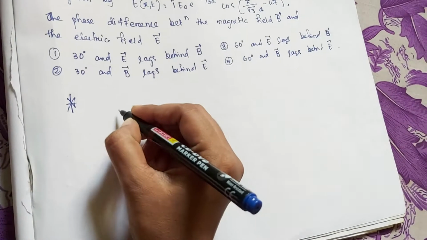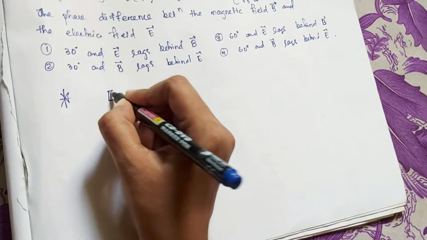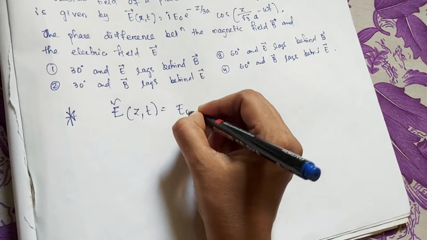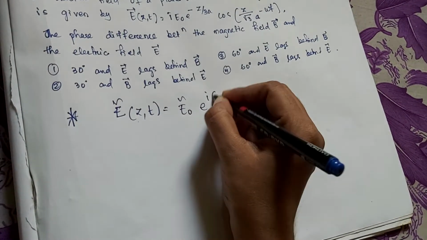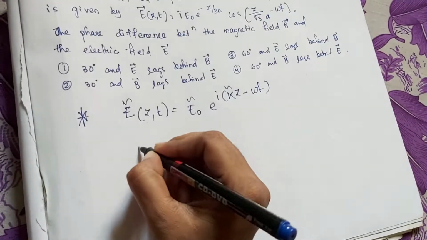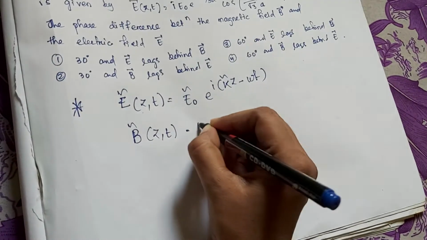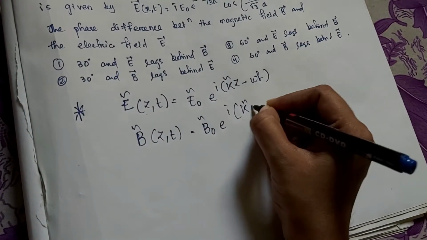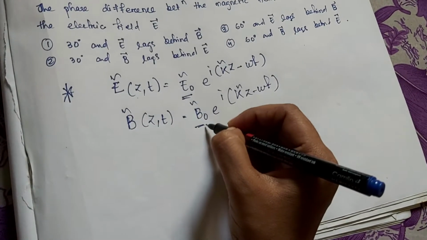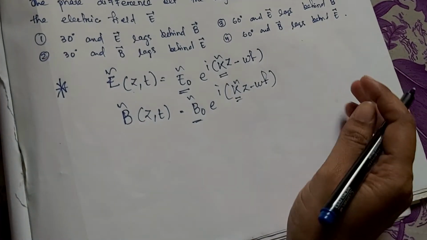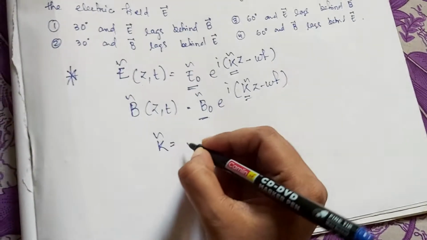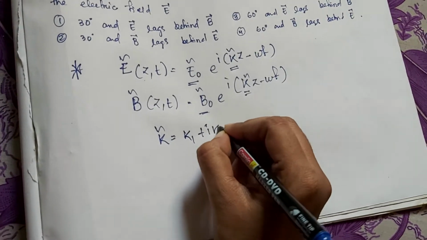We know that when an electromagnetic wave propagates in a conducting medium, the equation is something like this: E(z,t) = E naught e^(i(kz - ωt)), and the magnetic field is also B(z,t) = B naught e^(i(kz - ωt)). Here E naught and B naught are complex amplitudes, and the wave vector k is also complex, which means I can write it as k1 + i k2.